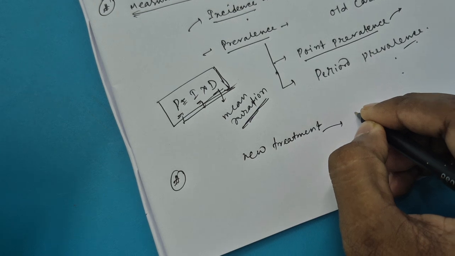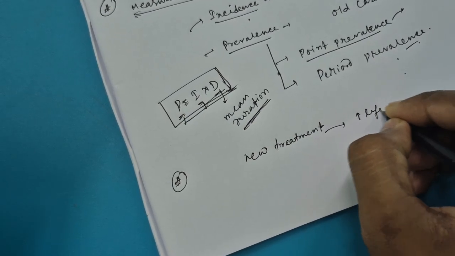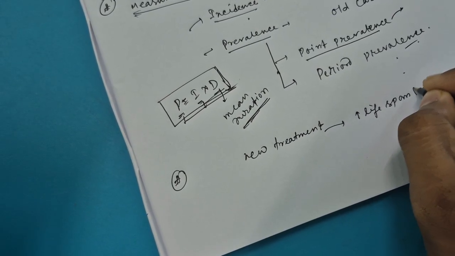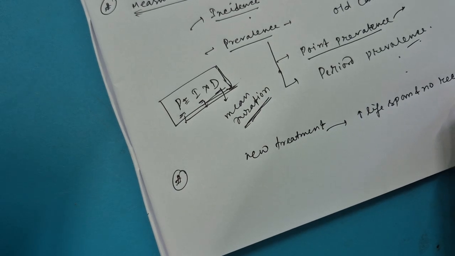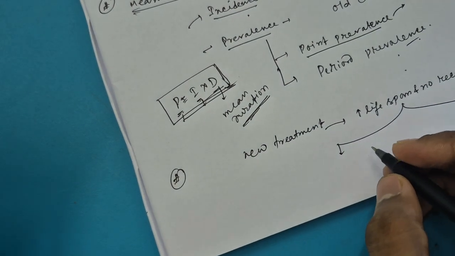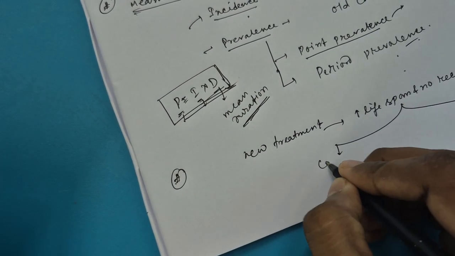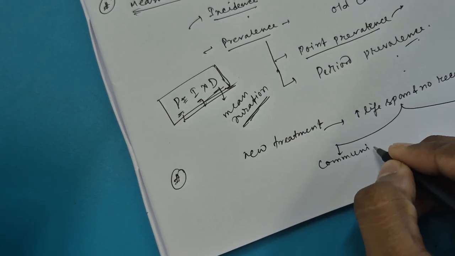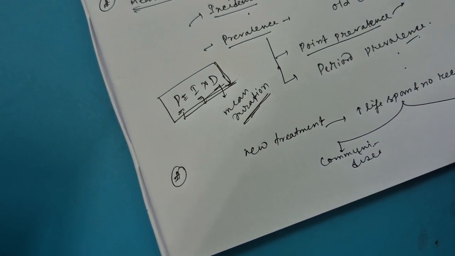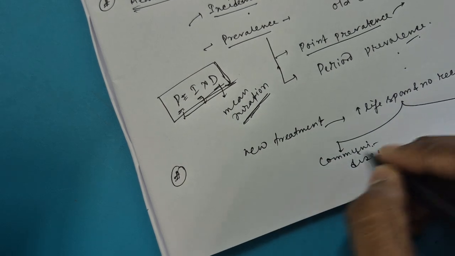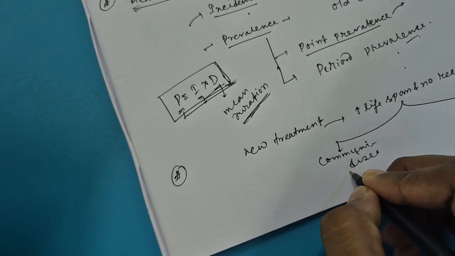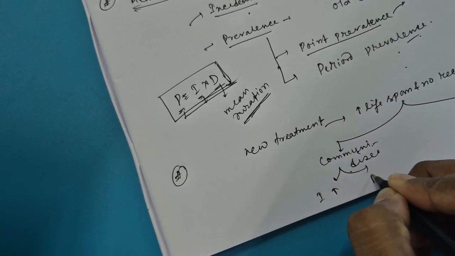So if there is a new treatment which only increases the lifespan but does not cause recovery, what will be the incidence and prevalence? We should remember to look at whether it is a communicable disease or a non-communicable disease. If it is a communicable disease, then the incidence and prevalence both will increase.